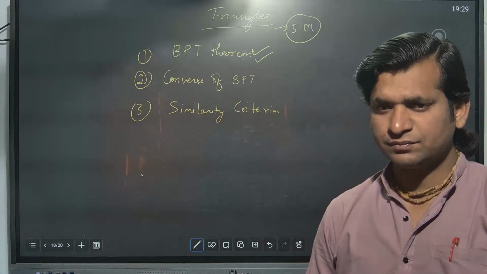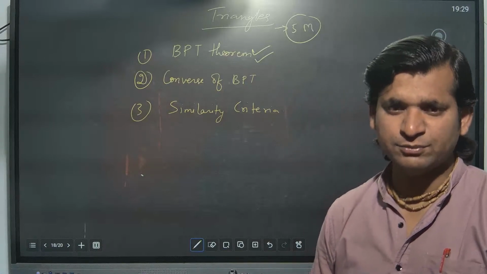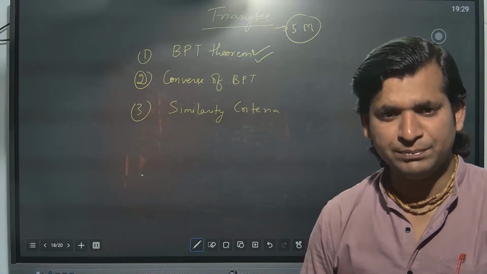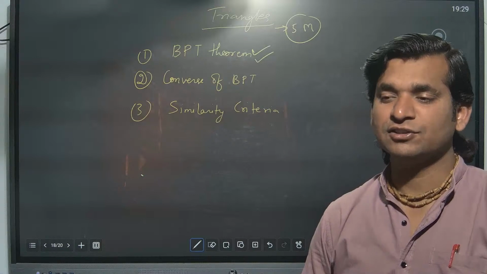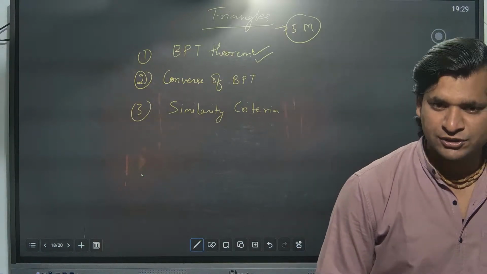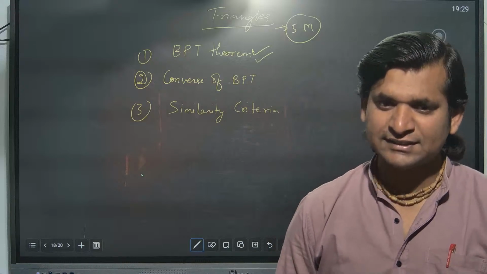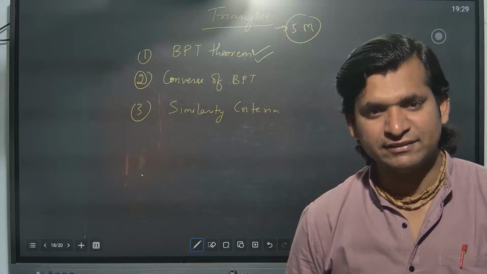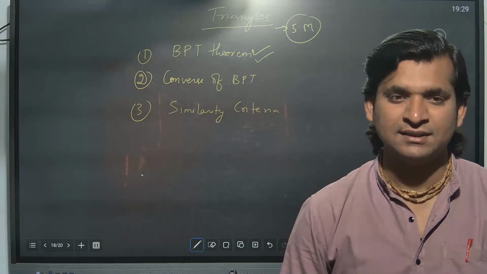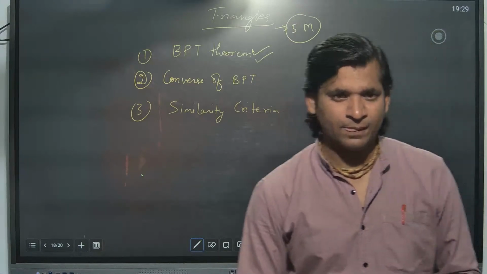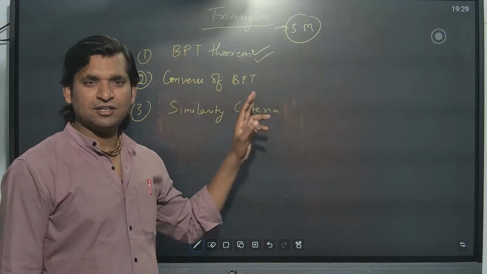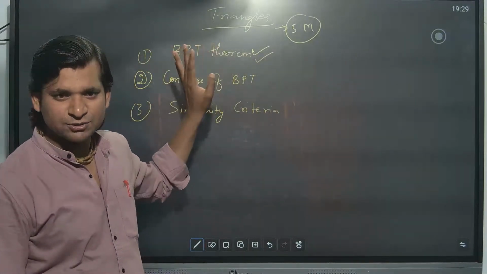So keep in mind a 5 marks question from triangles only. Next is converse of BPT. Most of the time in the exam they ask BPT, but be prepared with converse of BPT also, because there will be different sets of question papers. Maybe in one set they will ask BPT, in another set they will ask converse of BPT. So be prepared. I think you have practiced these two a lot, so revise today.